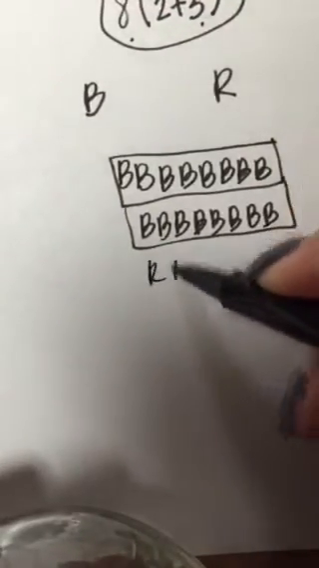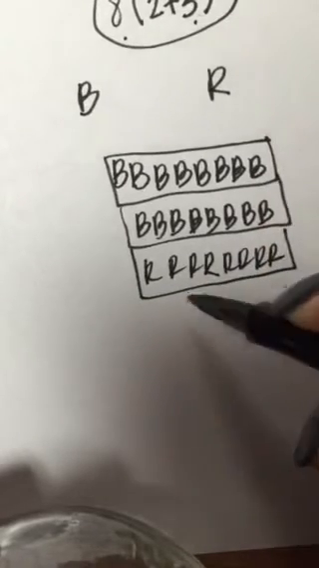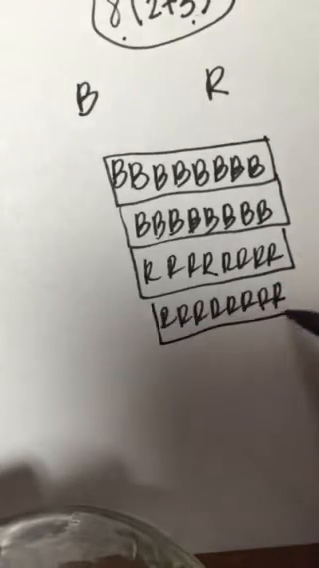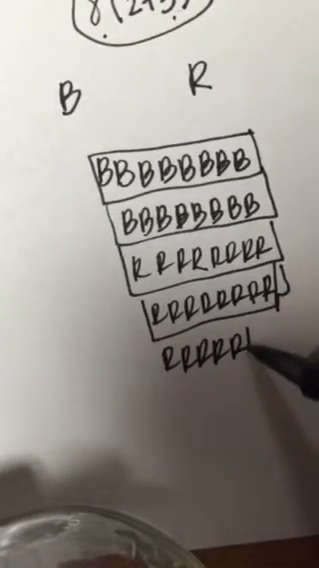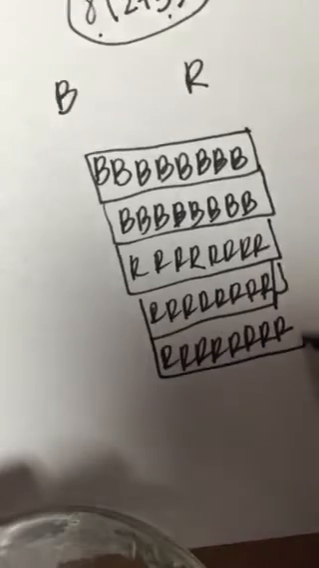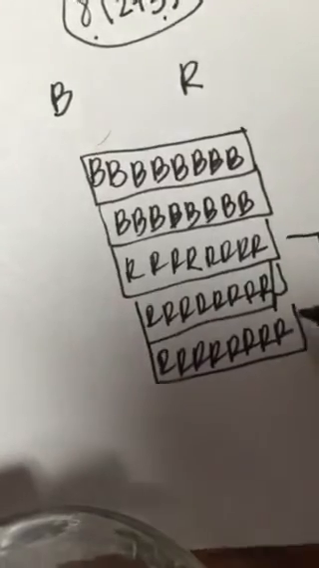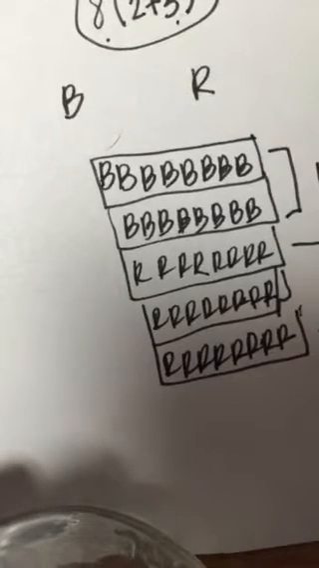Now red beads. 1 keychain. 2 keychains. 7, 8. 3 keychains. So here are my 24 red beads. 8 beads on each keychain, and I have 1, 2, 3 of them. Here are my 16 blue beads. And I have 2 keychains.